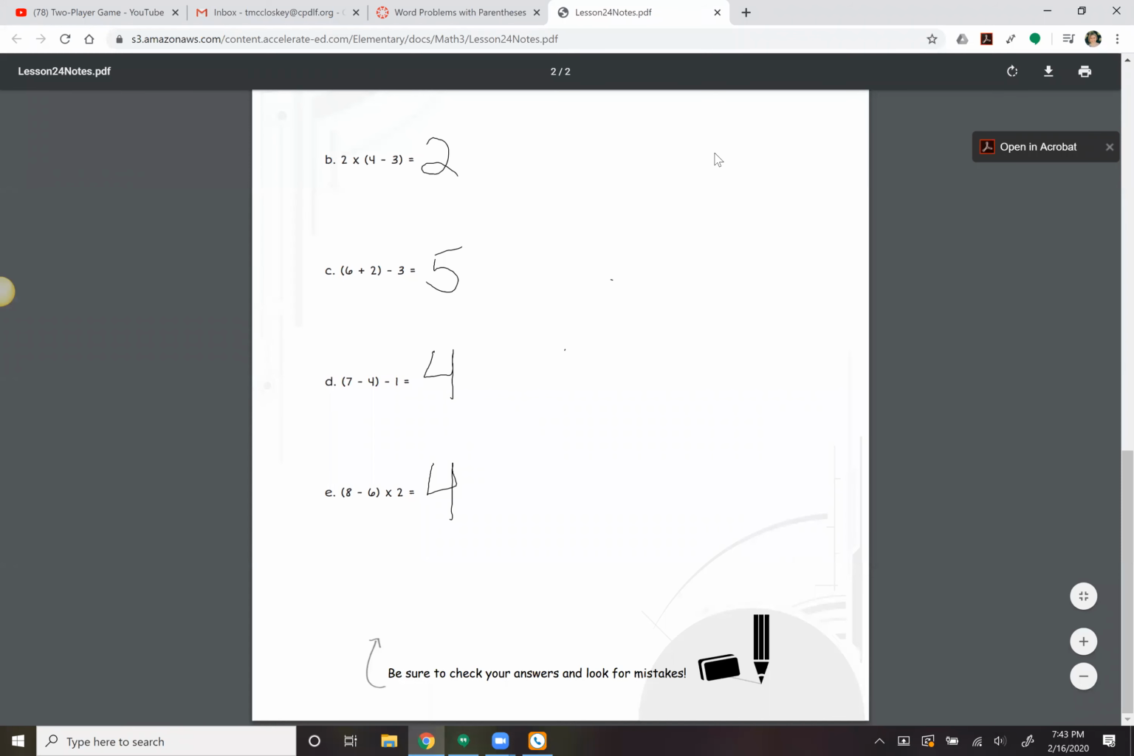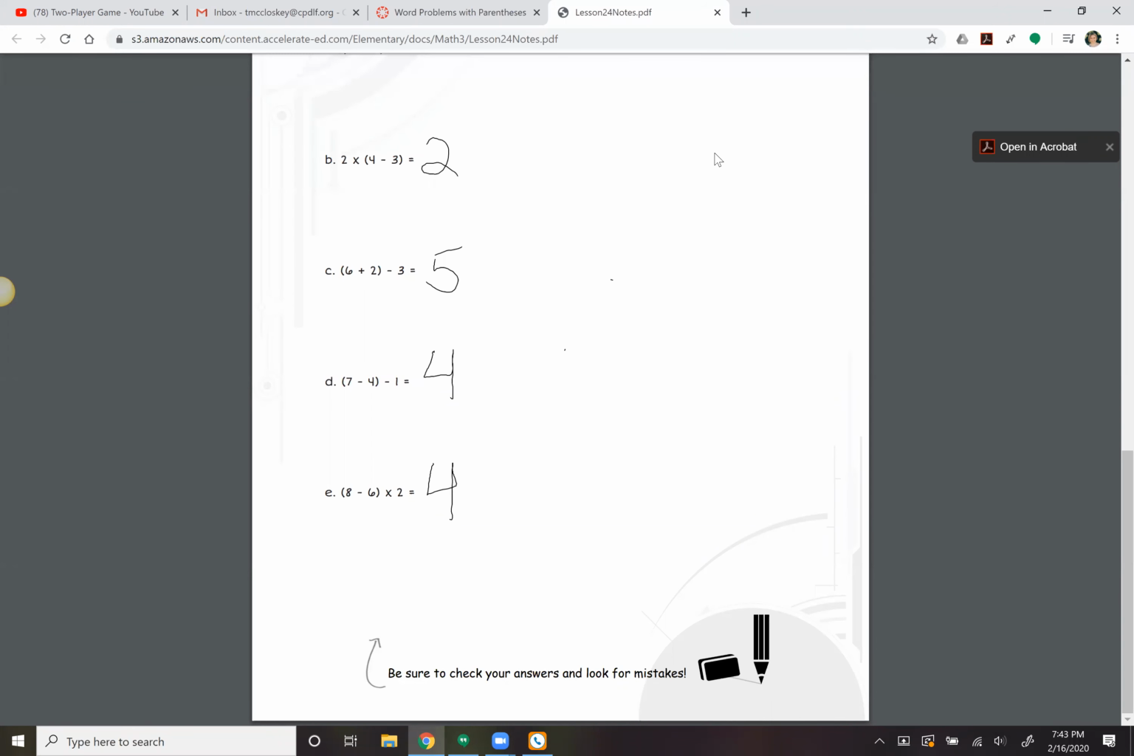All right, so you should have solved these problems on your own, and I put the answers up here. So now I will go through the problems and you check your step by step to see if it matches up. And if it doesn't, then you can correct as we go. So for B, we have 2 times parentheses, 4 minus 3. So we always start with please, from please excuse my dear Aunt Sally. That P is parentheses, so we start with the parentheses.